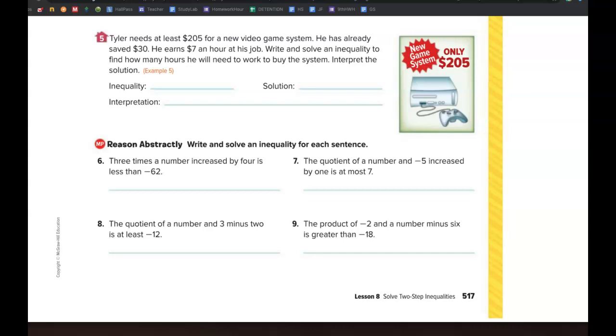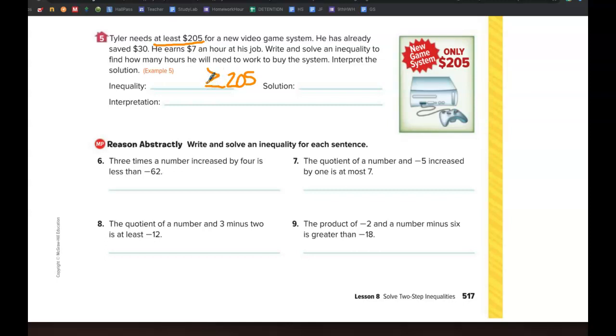At least $205. How do you write at least $205, Joe? I agree with the equal to. So when it says at least, it wants that or more. Oh, yeah. So wouldn't it be greater than or equal to? Yes, greater than or equal to.